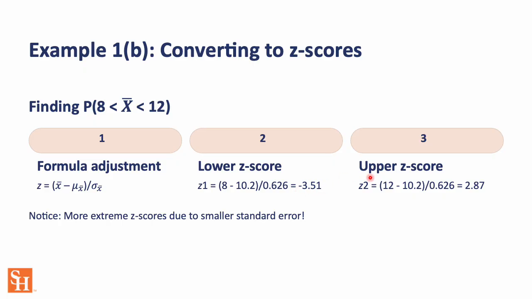Similarly for the upper bound, the raw score was 12, right? So from 12 minus this is the mean, this is the sample mean, right? And this is the standard deviation, and that gives us the upper bound 2.87, right? So in that case now our lower bound for the sample mean is negative 3.51, and for the upper bound the score is 2.87, right?